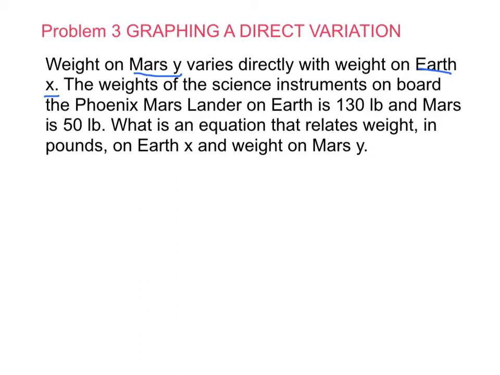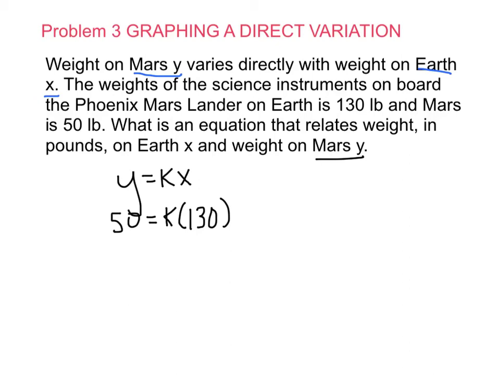What is an equation that relates weight in pounds on Earth x and weight on Mars y? Once again, we start with y equals kx, and this is how easy it is. You have all this stuff, and all you need to do is find an x and y. It says right here Earth is x, so we find the x. Earth is 130 pounds, so 130 pounds will be plugged in for x. Y is Mars, and that's 50 pounds.